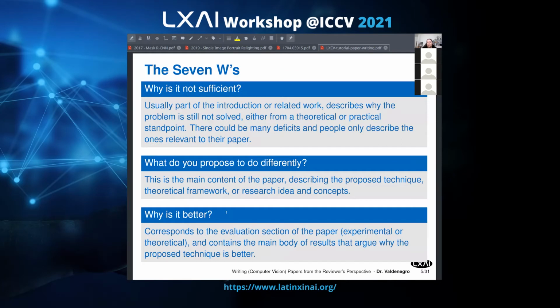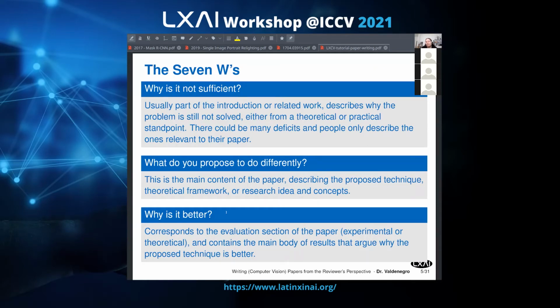And then once you have your literature search and your state of the art, you have to say why it is not sufficient. This is usually part of the introduction or the related work section. You should describe why the problem is not solved yet. You can do this from a theoretical perspective or a practical perspective. There could be many deficits, for example, if there's low light, it doesn't work, or in depth images and so on. But you can describe only the ones that are relevant to this paper.